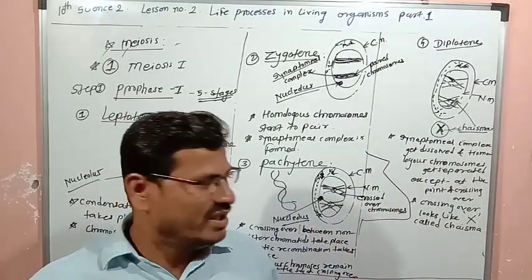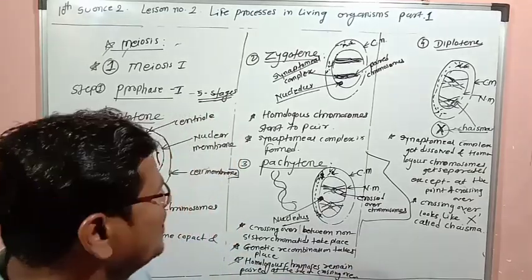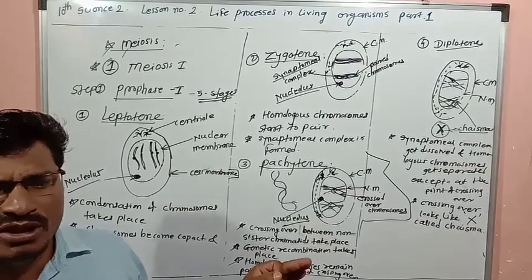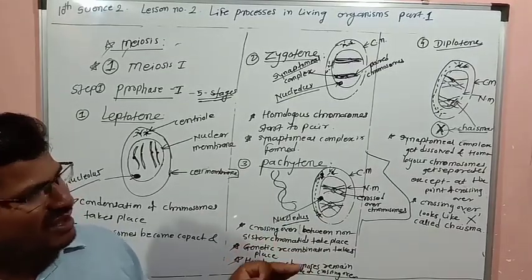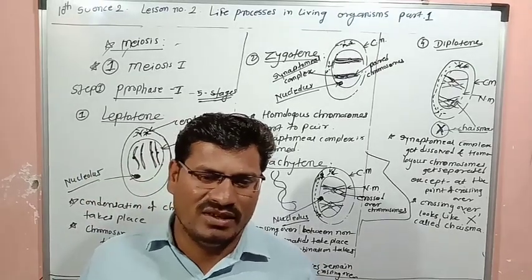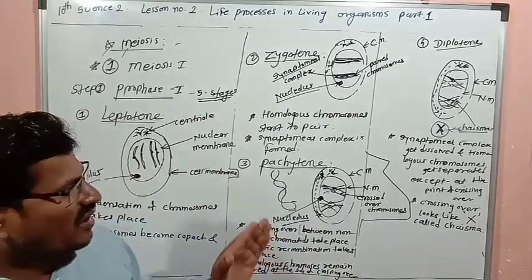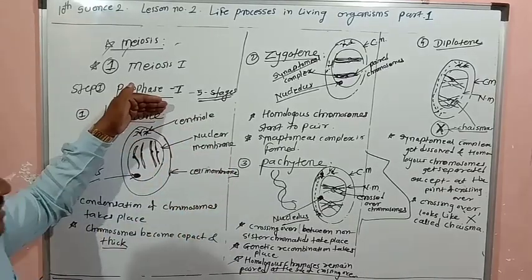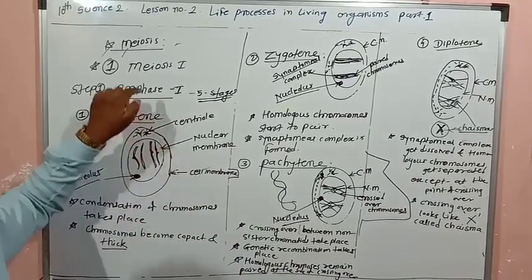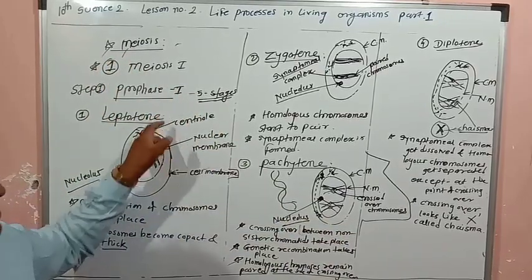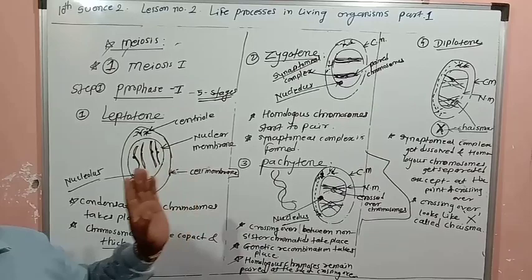Now the fifth stage. Here there is less space, but I will show. The fifth stage in prophase first is diakinesis. And which changes take place here? I think you have understood this one. I will show the fifth stage here.